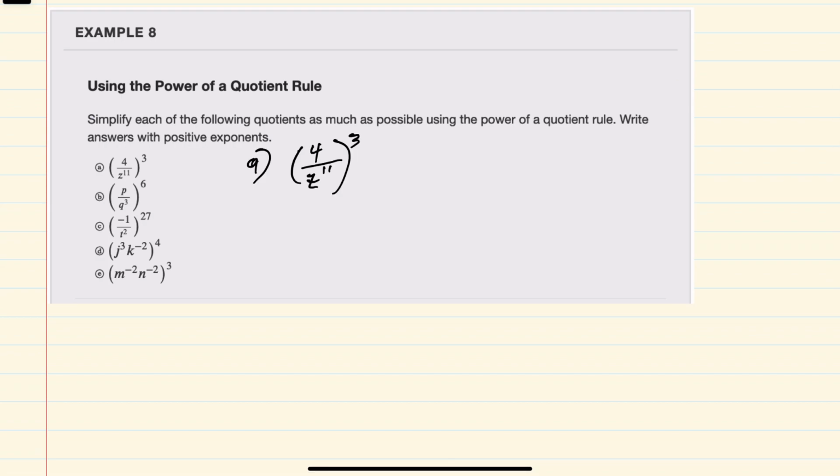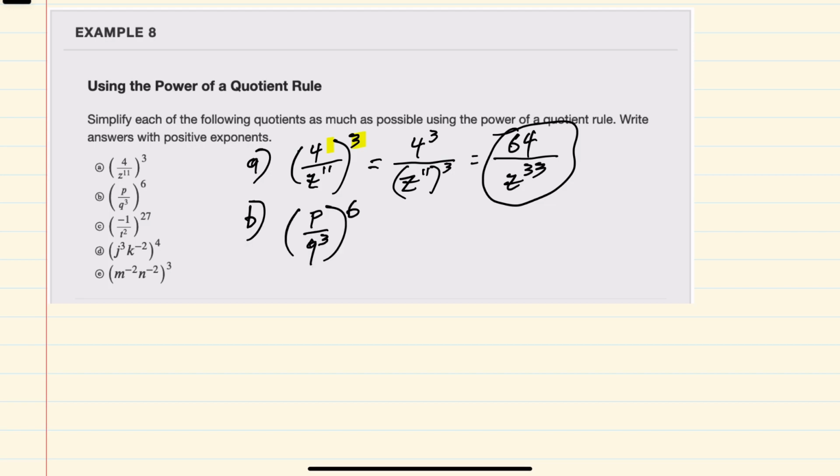The first being 4 over z to the 11th raised to the third power. This power applies to both the numerator, making it 4 to the third, and the denominator, so z to the 11th to the third. In the denominator, we can simplify to z to the 11 times 3, the power would be 33. And in the numerator, 4 times 4 times 4, we can simplify as 64 as our simplified expression.